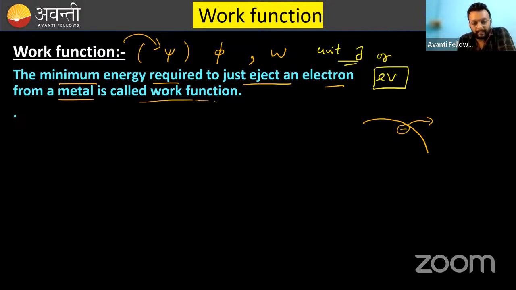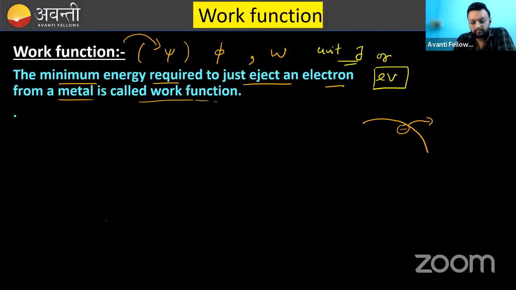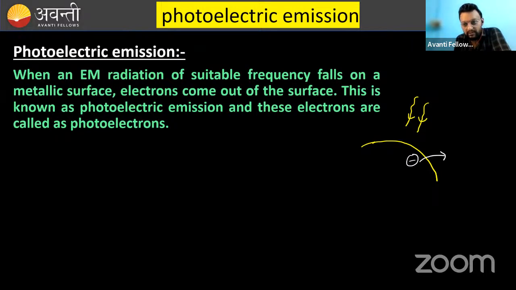Now, one more very important thing that will clear the concept of photoelectric effect. What is photoelectric emission? Read the definition after a while. Let's suppose this is a metal surface, and some light is incident on it. Due to this light, if electrons of the metal come out, then this process is known as photoelectric effect. That means emission of electrons with the help of incident light.